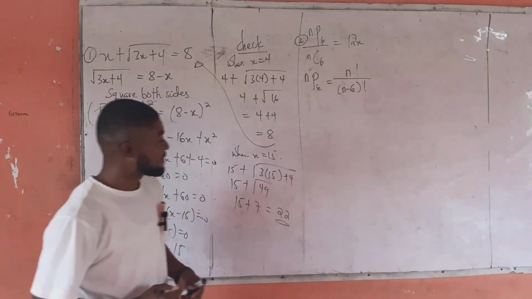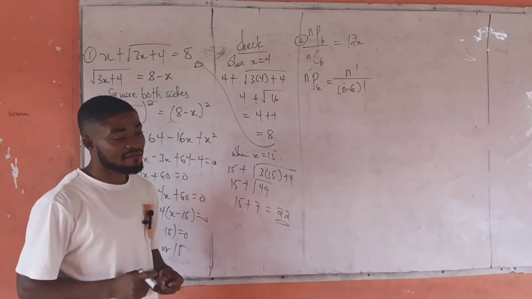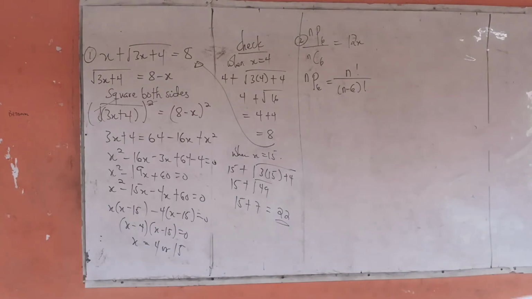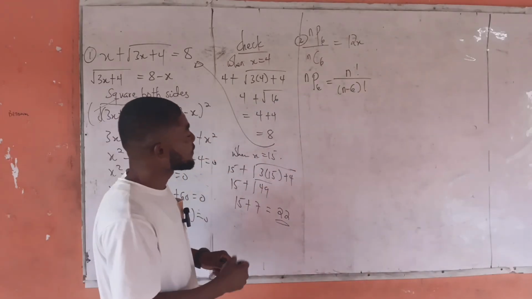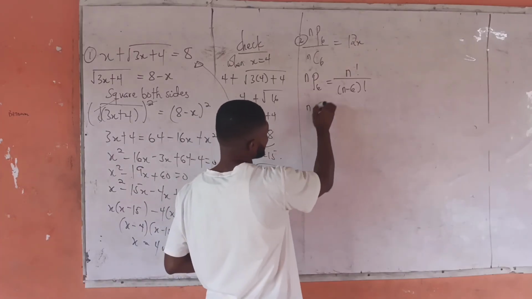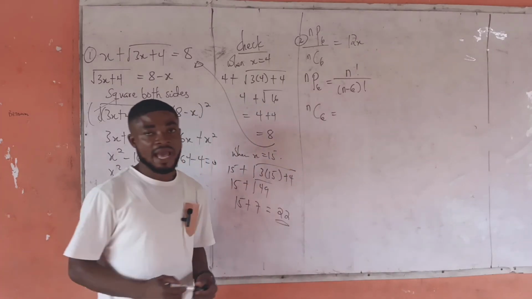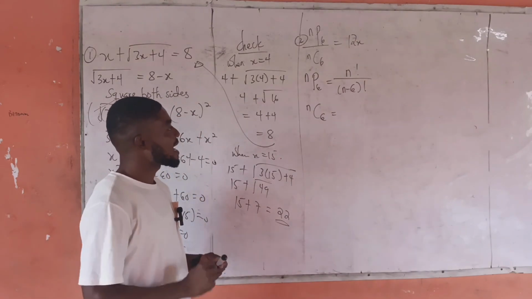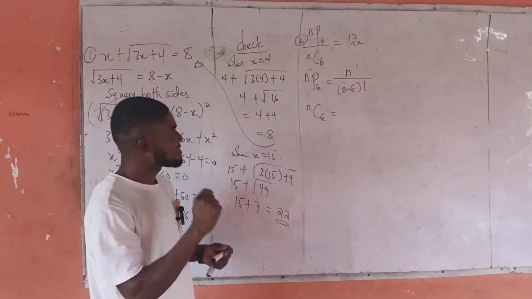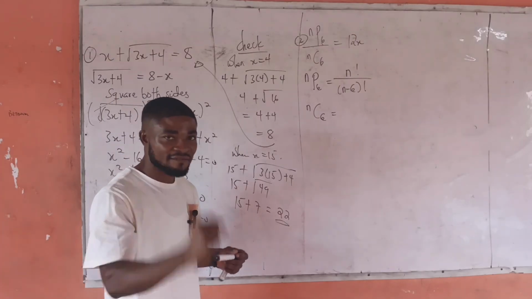Yes, so n factorial over n minus 6 factorial. And then our combination is n factorial over n minus 6 factorial 6 factorial.